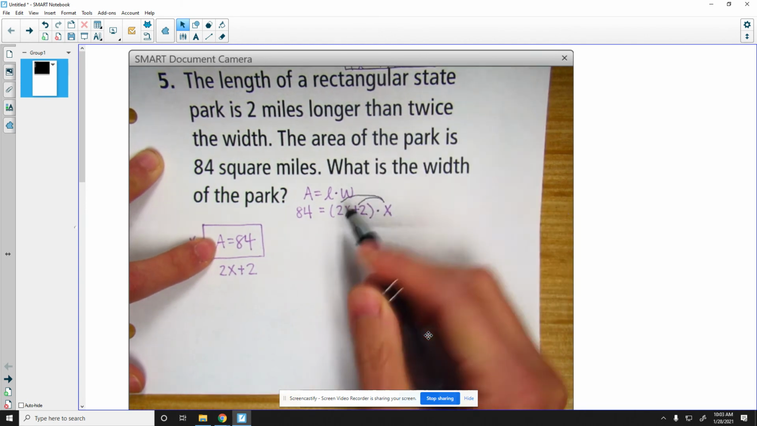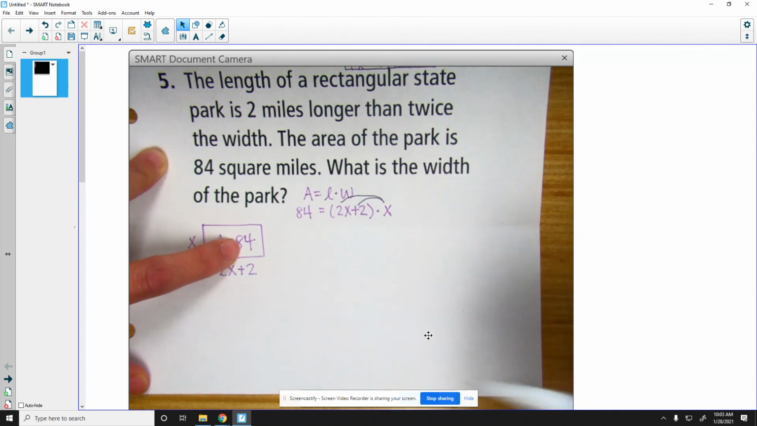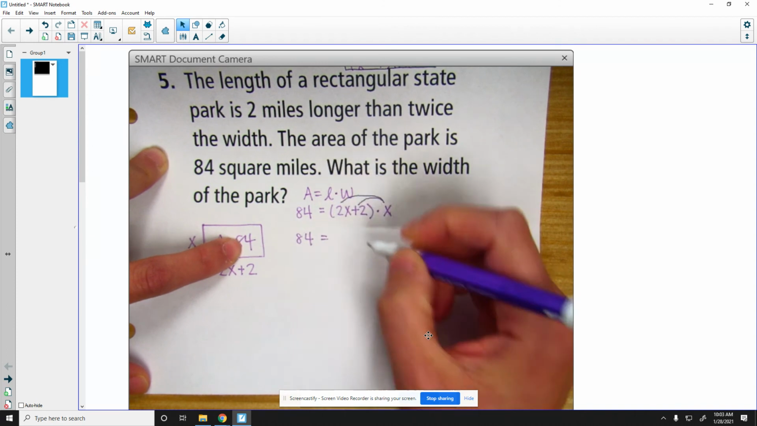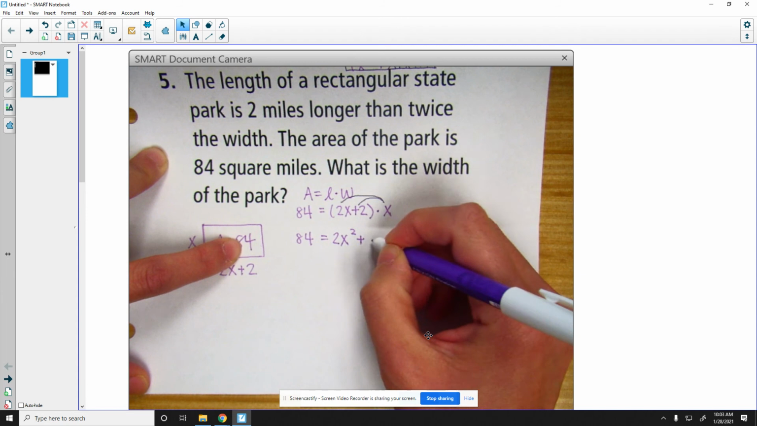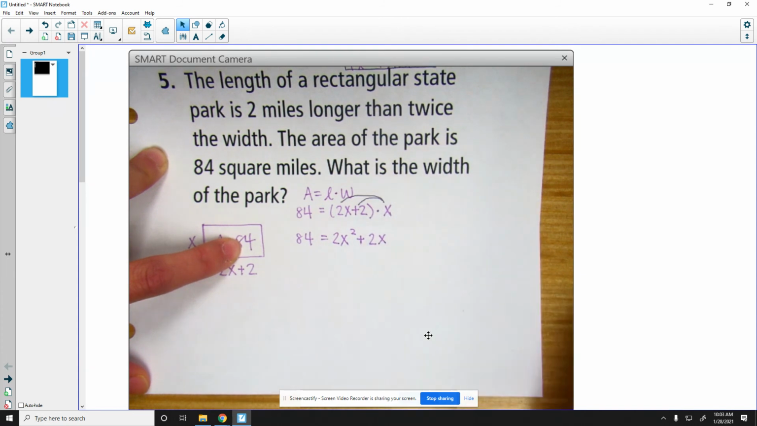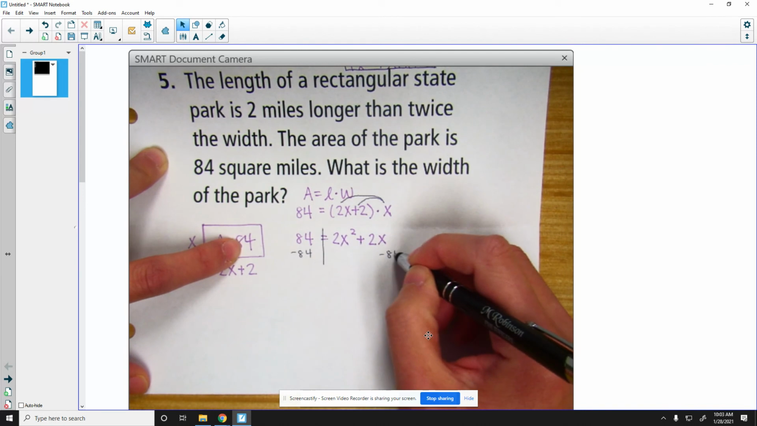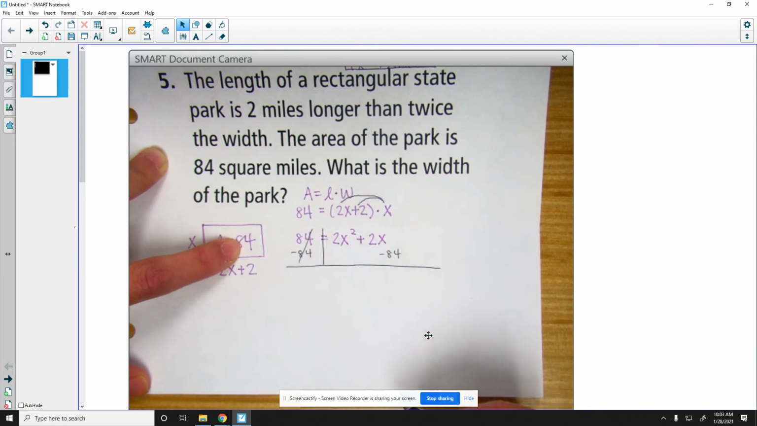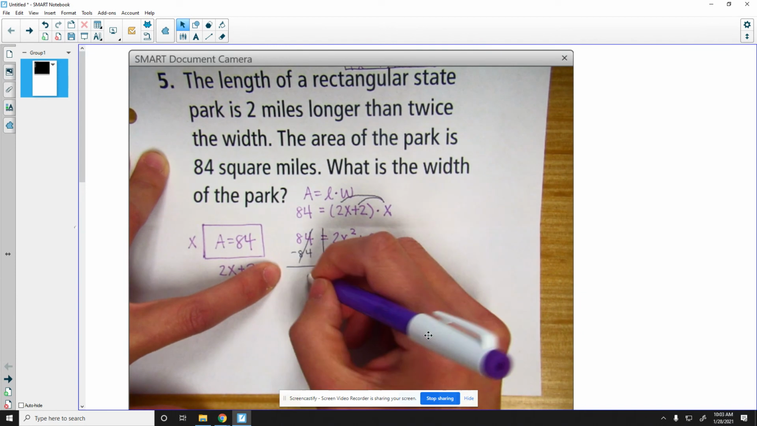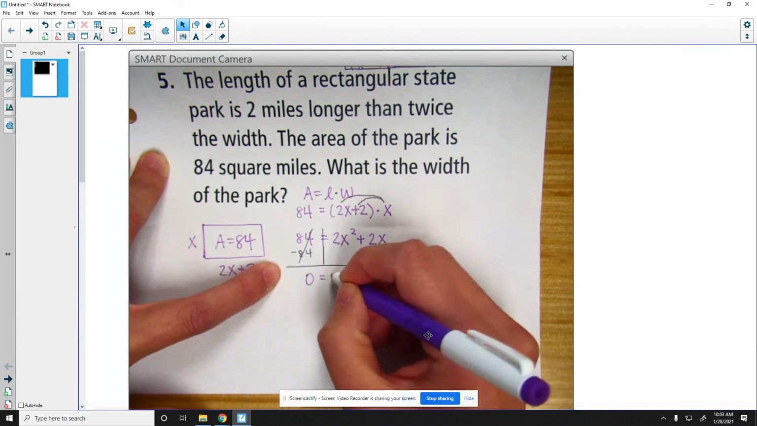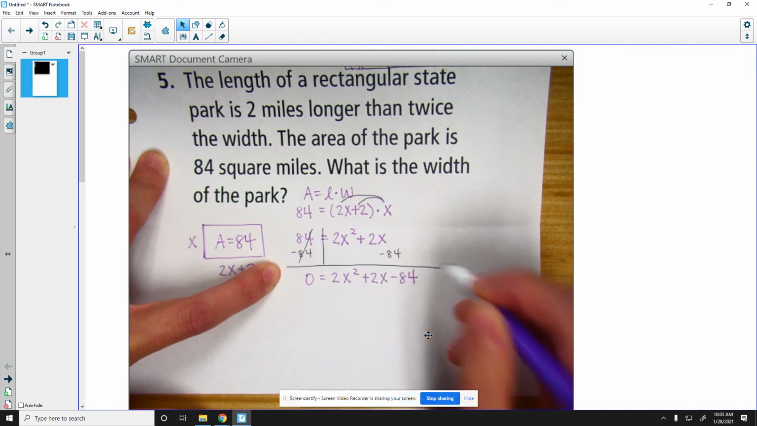Yeah. So do you see how you have a multiply with a number on the outside? So do that first. So I would have 84 equals 2x times x is 2x squared, plus 2 times x is 2x. Okay, now do what Vaughn said, because remember, I can't factor anything until everything is on the same side. When everything is on the same side, then I'm okay. So I have 0 equals 2x squared plus 2x minus 84.